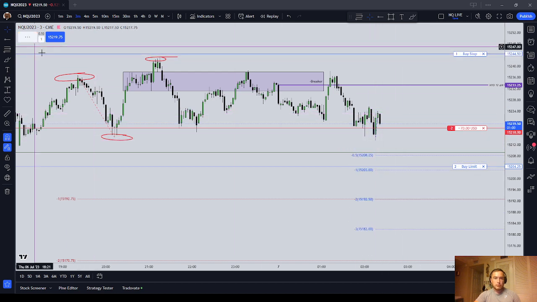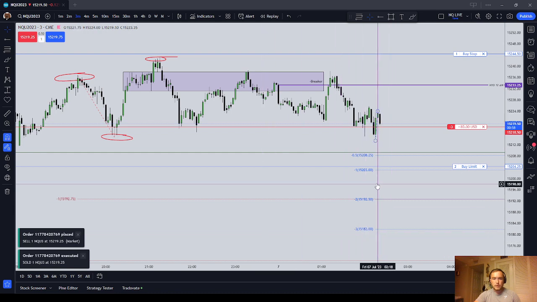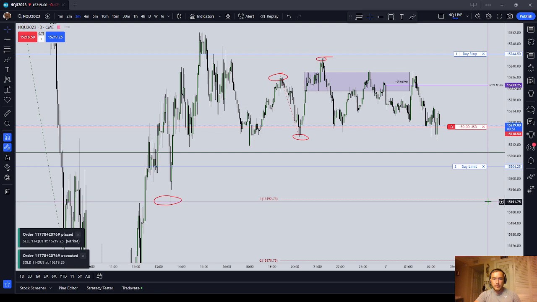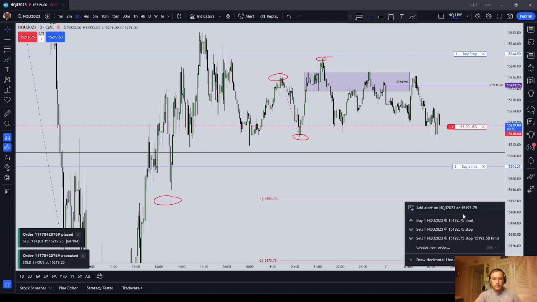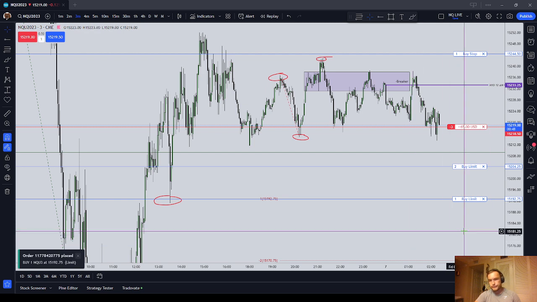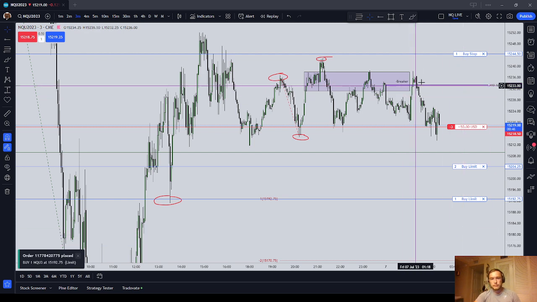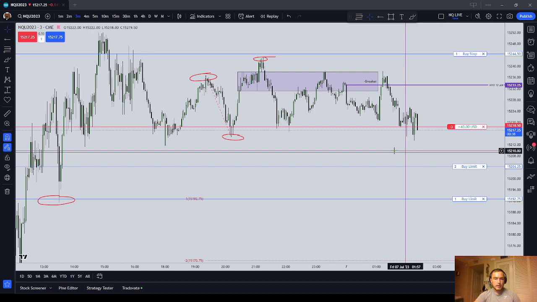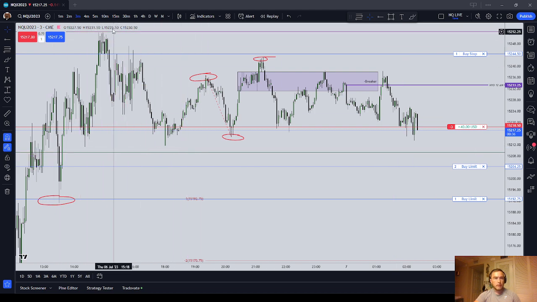Okay, guys, we're going short a third contract. Is this too much? Maybe. I don't know. But it's really feeling like it wants to shoot lower. A lot of people are going to believe that this thing's going to come straight back up, and there's going to be a lot of liquidity down here, guys. We've got a lot of lows down here to go around.